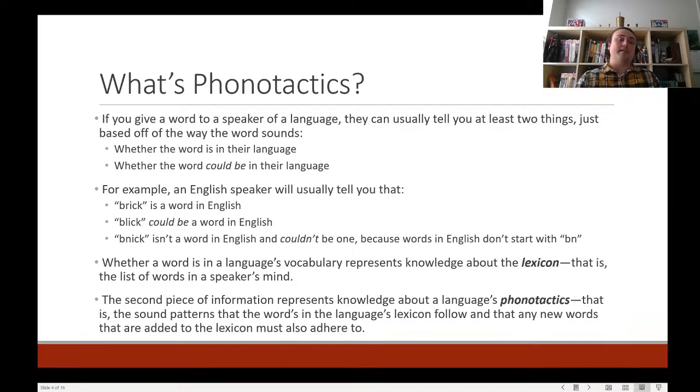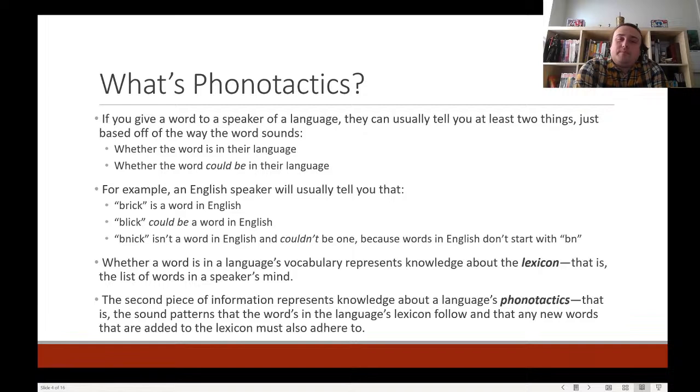You just say the word out loud, and they can probably tell you whether that word is in their language or not, right? So obviously no speaker is going to know every word in their language, right? Nobody has a perfect vocabulary. But generally speaking, you'll be able to say, oh yeah, the word bat, that's in English, or oh yeah, the word hola, that is in Spanish, or something like that, right? But a speaker would also be able to say whether the word can be in their language. So if it's not already in the language's vocabulary, does it sound like it could be?